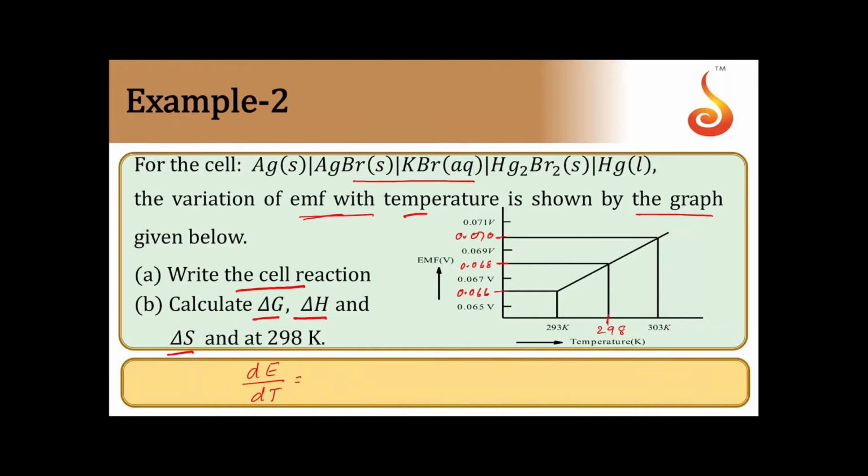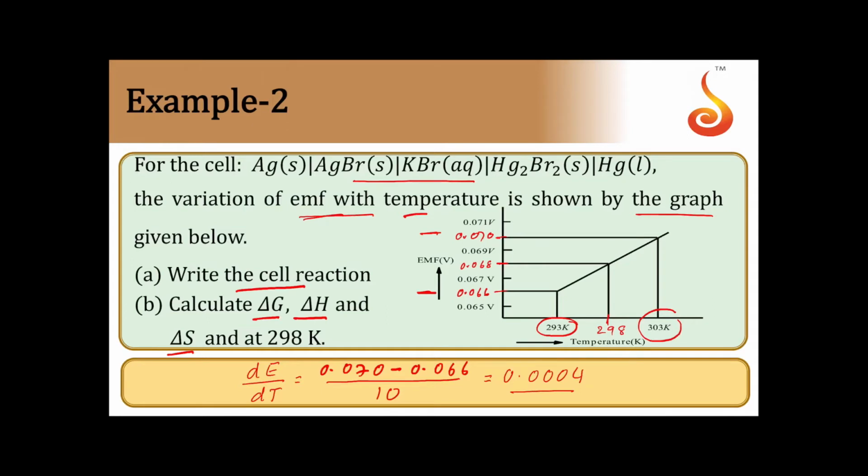First we'll find out dE by dT. Here you can take the potential values of these two temperatures. So a difference of 10 degrees we have. So dE by dT is 0.070 minus 0.066 by the 10 degree difference we have. So this value comes to 0.0004. It is the temperature coefficient of the cell, because you require this value to calculate delta S, which in turn is used to get the value of delta H.